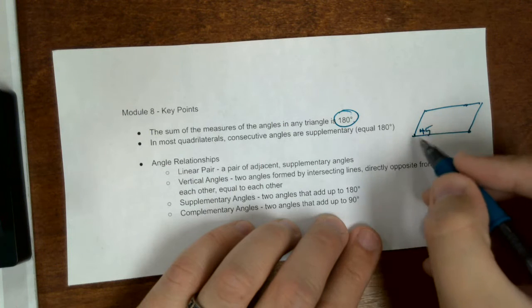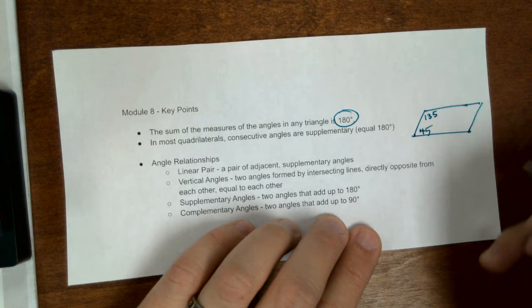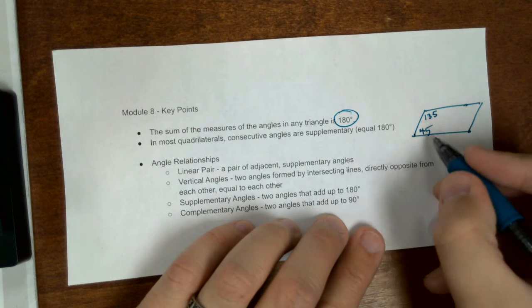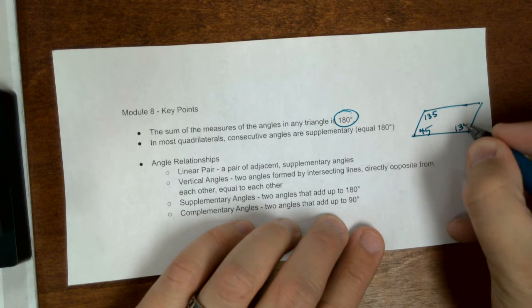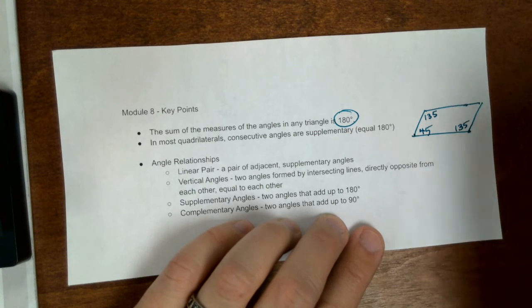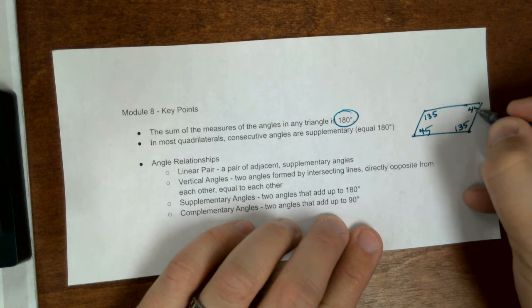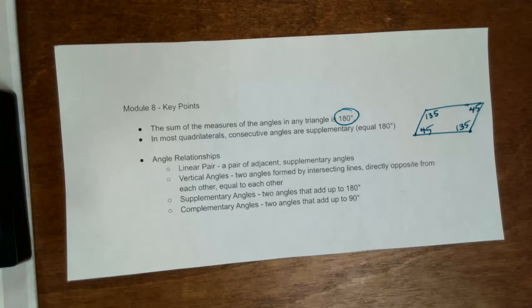So in a parallelogram, if I have that this angle is 45, that would tell me that this one must be 135 because these two are supplementary. Likewise, if I went the other way, these both sitting on that same side, that one would also have to be 135. And then by the same property, this one, 135, should be supplementary to this one, making that one 45. So that's another thing to notice, that in most quadrilaterals, the consecutive angles will be supplementary.